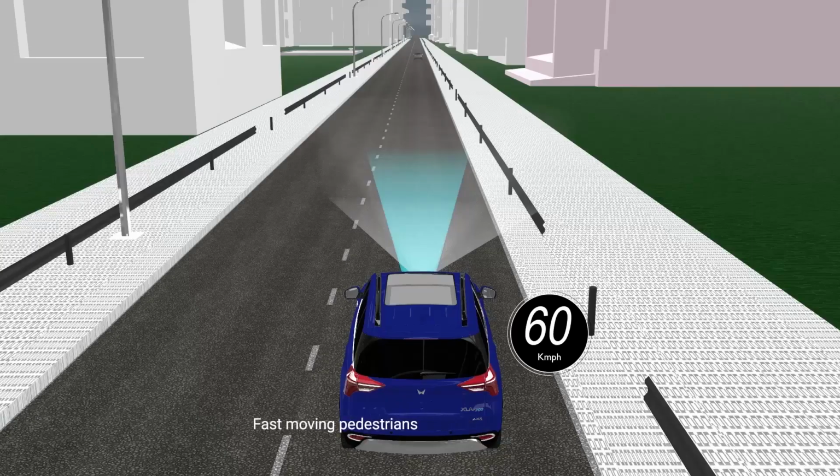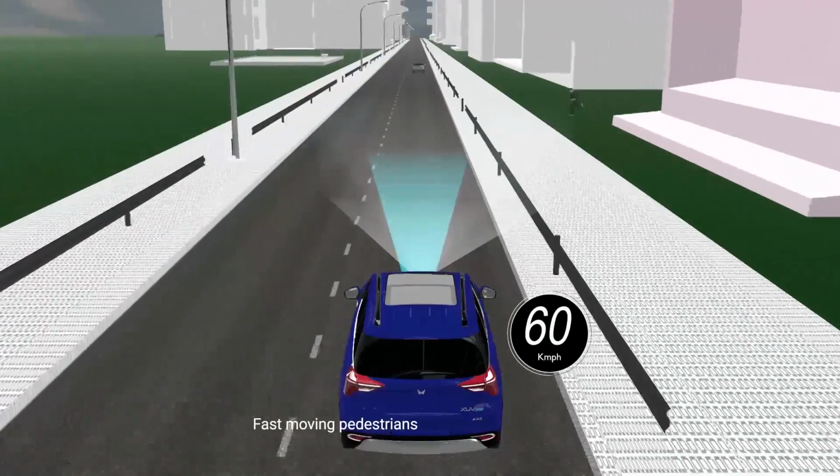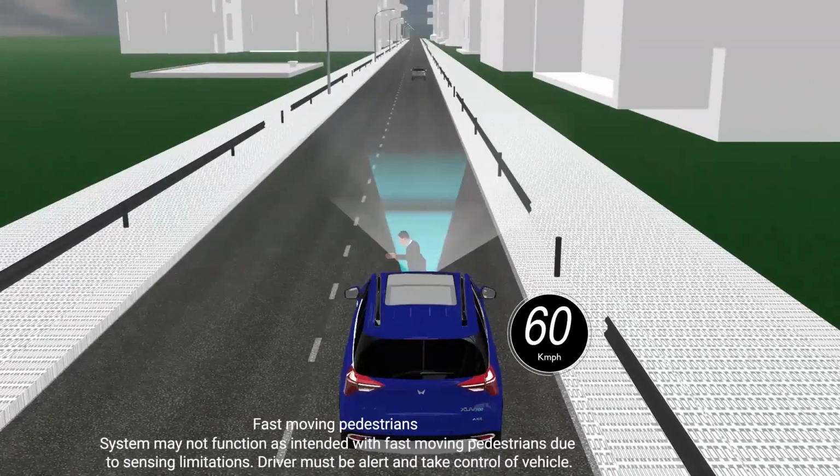Fast-moving pedestrians. The system may not function as intended with fast-moving pedestrians due to sensing limitations. Driver must be alert and take control of the vehicle.